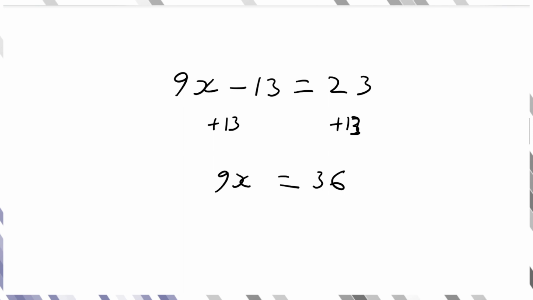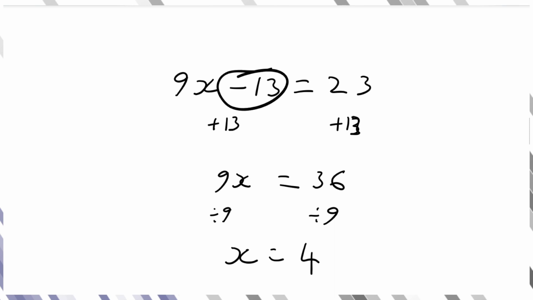9x is 36. Opposite of times by 9 is divide by 9. 9x divided by 9 is just 1x. 36 divided by 9 is 4, so x is 4 in that one. 9 4s are 36, take away 13 is 23. And that's it. Those are two-step equations.